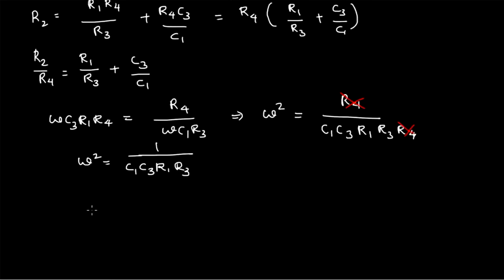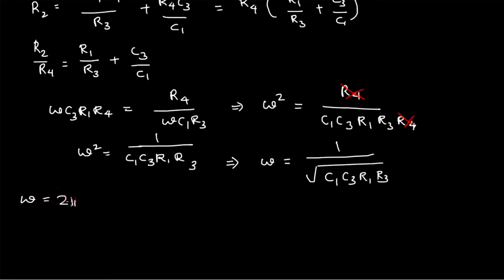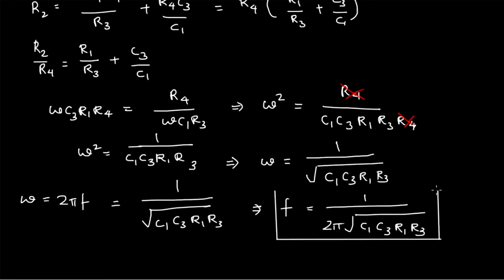This can be modified as omega is equal to 1 by root of C1 C3 R1 R3. We all know that the angular frequency omega is equal to 2 pi f, so 2 pi f is equal to 1 by root of C1 C3 R1 R3, and from that we get the value of frequency, that is f equal to 1 by 2 pi into root of C1 C3 R1 R3. This is the very important equation of Wein bridge. This is the value of frequency from the elements in the bridge.